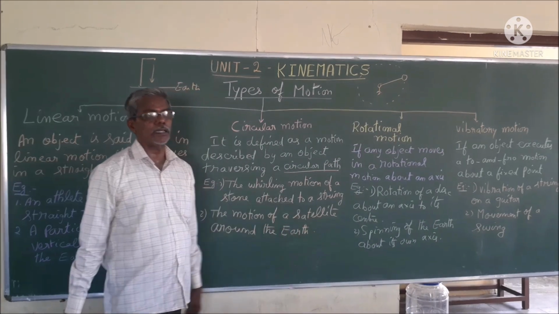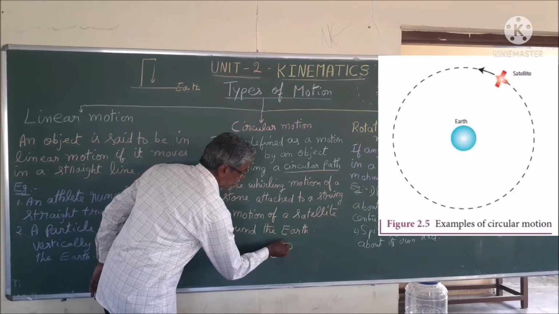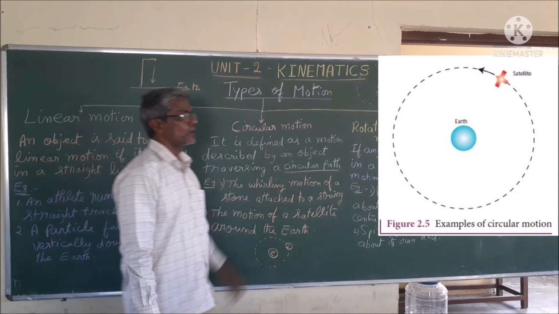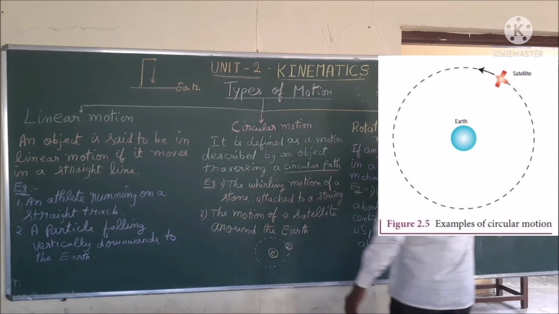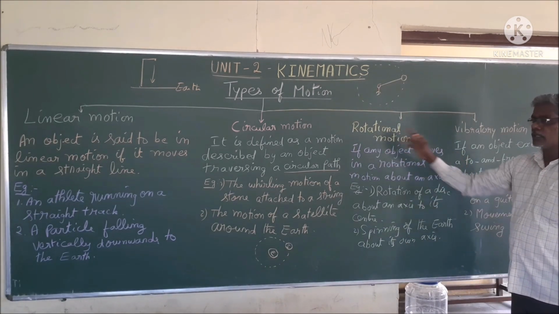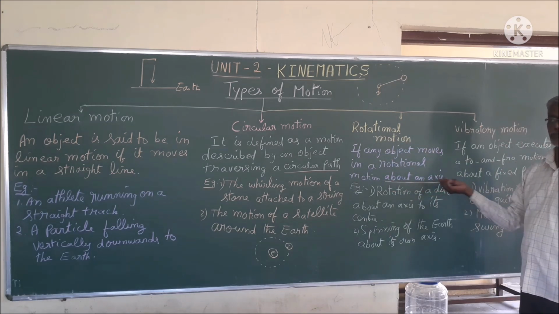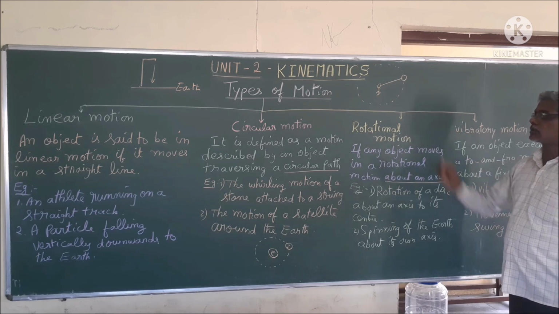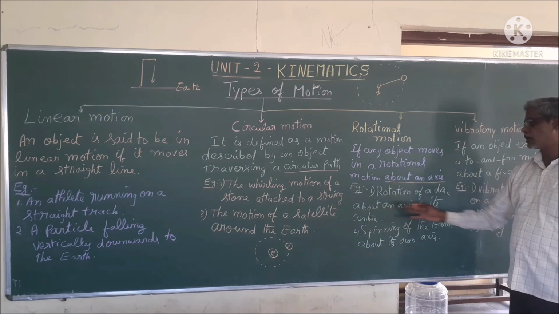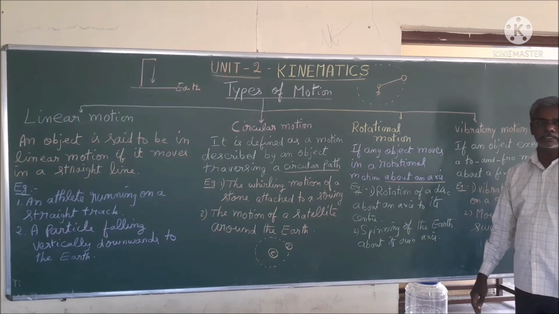Then the motion of a satellite around the earth. Now this one is the earth, this one is the satellite. The motion of a satellite around the earth, we can call circular motion. Then we go for rotational motion. If an object moves about an axis, it is called rotational motion. Example, rotation of a disc about an axis through its center, spinning of the earth about its own axis.